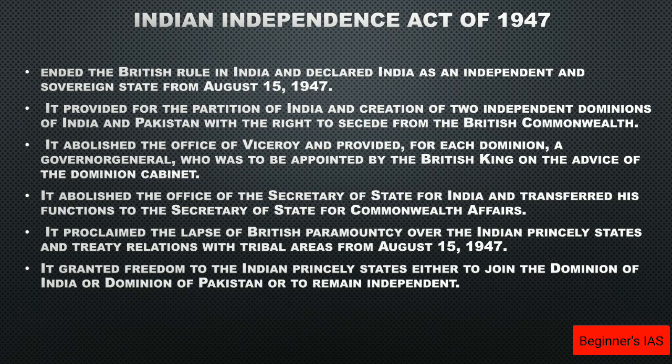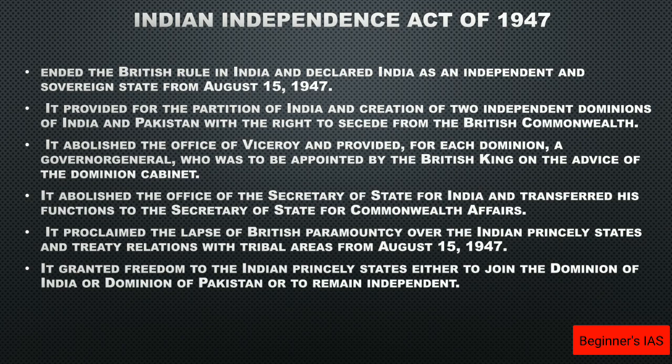Here, in February 1947, the British Prime Minister Attlee declared that the British rule in India would end by June 30, 1948, after which the powers would be transferred to responsible Indian hands. This announcement was followed by agitations by the Muslim League. Why was there an agitation? Because the Muslim League was demanding partition of the country.